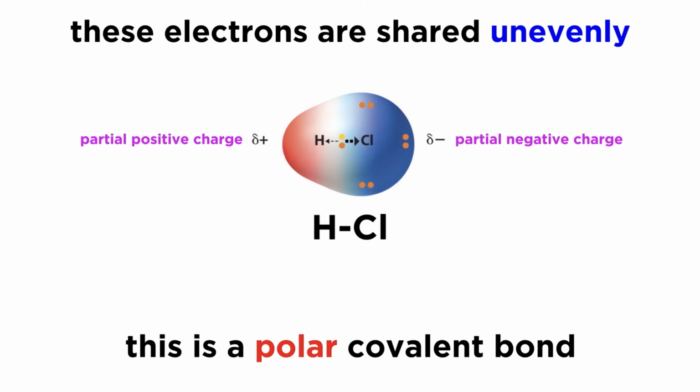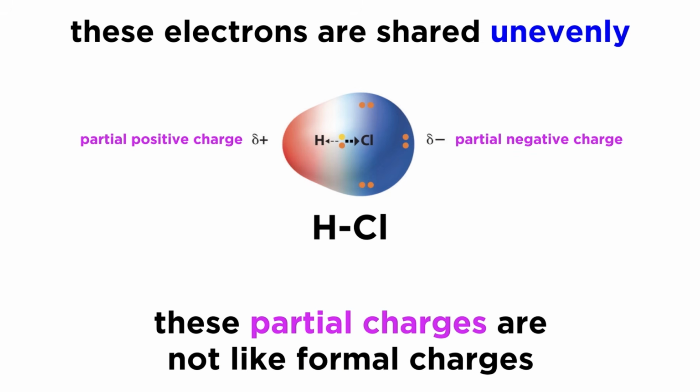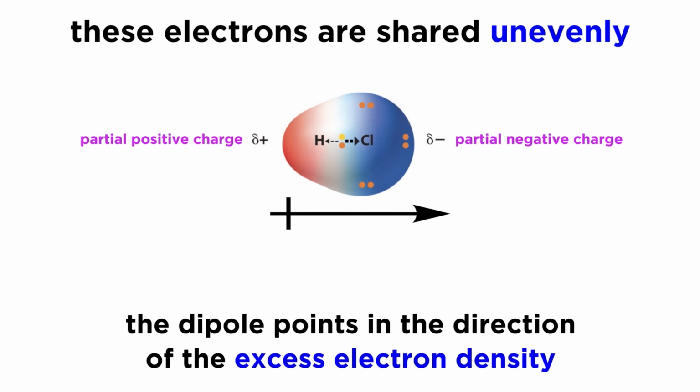The atom with the electron excess will be marked with a delta minus, and we will call it partially negative. These partial charges are not formal charges like we find on ions. They just represent the unequal distribution of the electron density in the bond. We can also mark this with a dipole arrow. Here, the arrow will point in the direction of the electron excess, with an additional line on the other end to resemble a plus charge, indicating the side with electron deficiency.